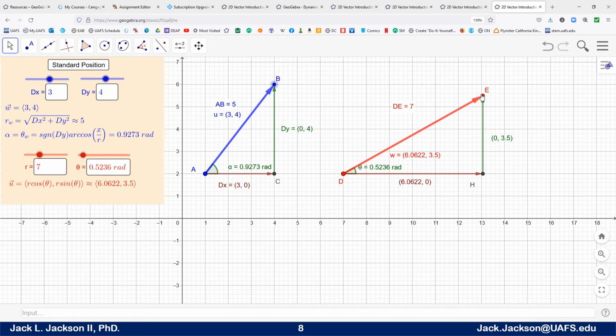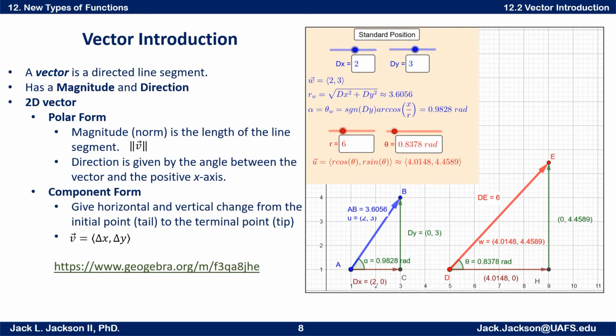We can change from r's and thetas to x and y's because x is just r times cosine of theta and y is r times sine of theta. We'll come back and talk about this a little bit more in just a minute. So there is that again. You can see that. So I encourage you to go to this GeoGebra, pull this up, look at these different things.